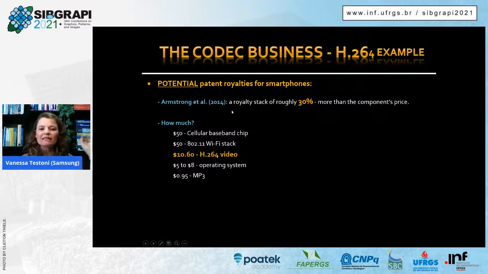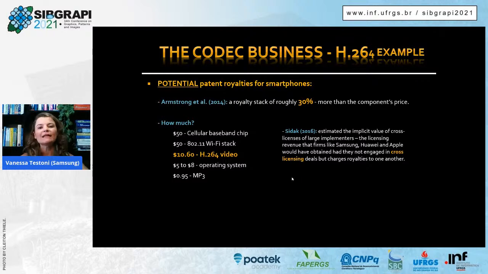And in 2014, this paper tried to predict it. What was the potential patent royalties? And they got to this number, 30%. So this is a lot of money for a single device. And that was composed first by the cellular baseband chip, 3G, 4G, Wi-Fi, the video codec, operating system, and the audio codec, right?